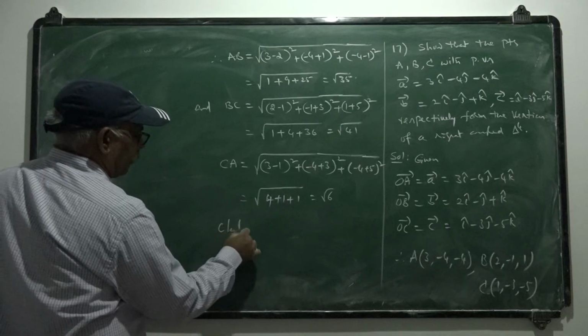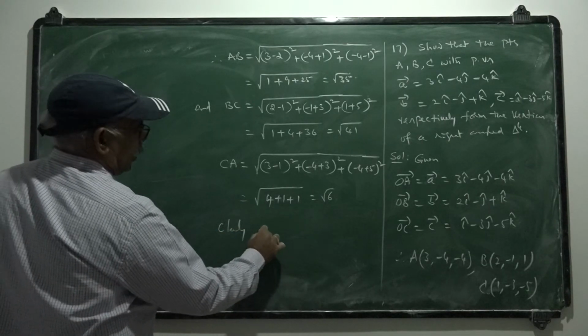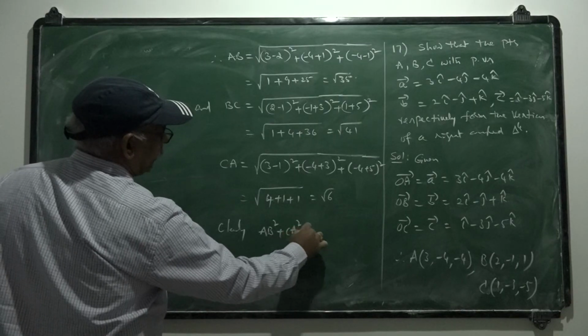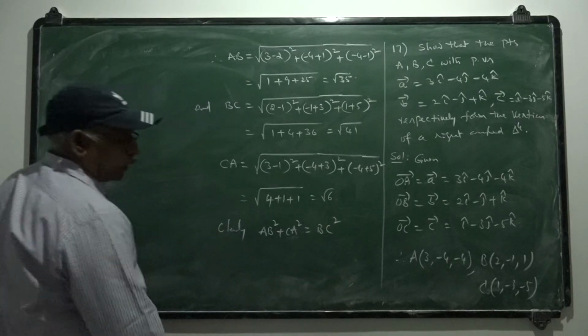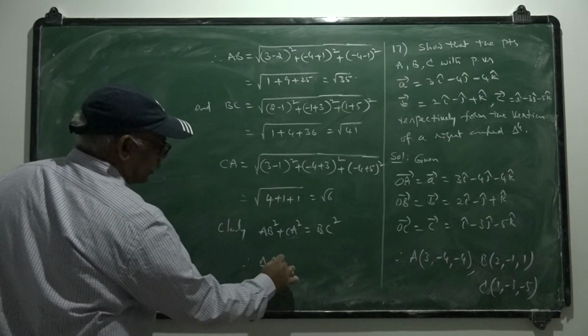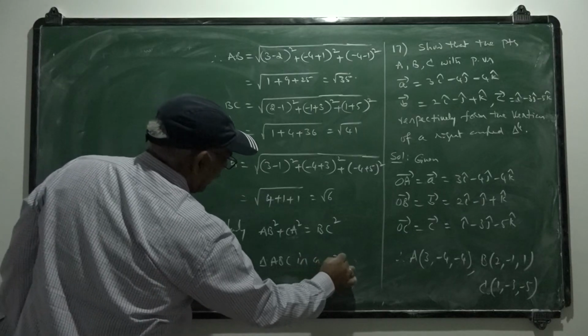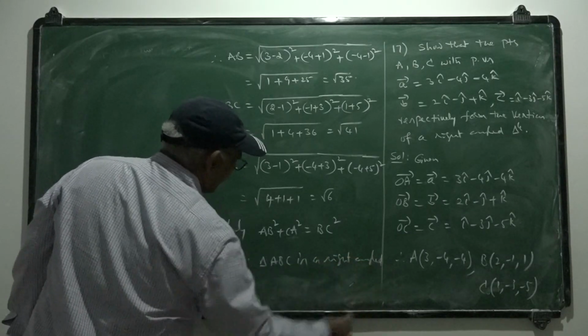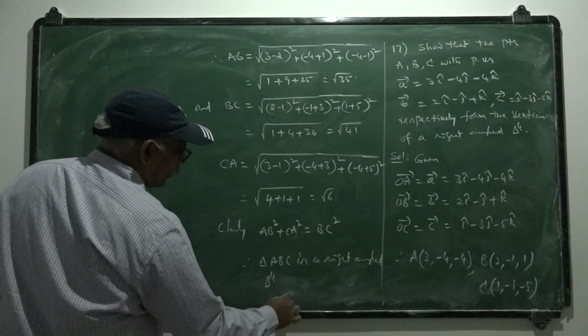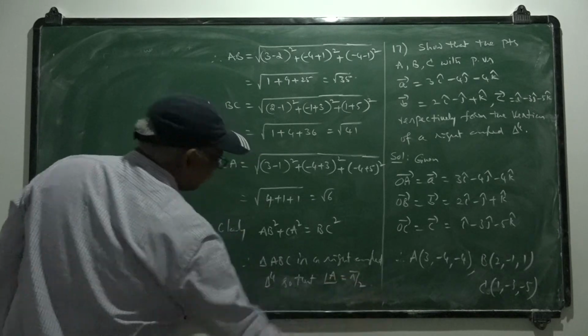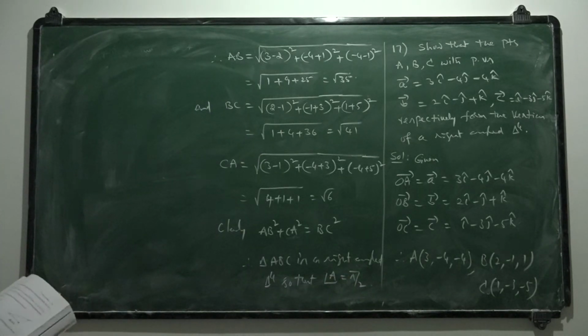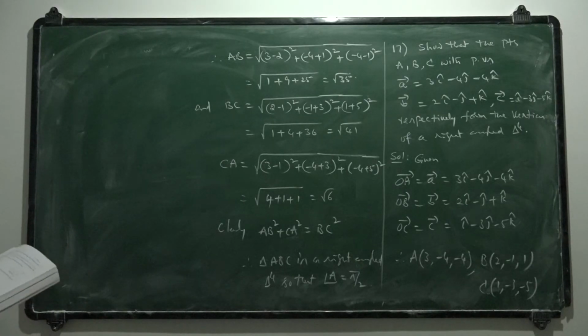Clearly, AB square plus CA square is BC square. Therefore, triangle ABC is a right angled triangle. So angle A is 90. The right angle is at the vertex A, and triangle ABC becomes a right angle triangle.